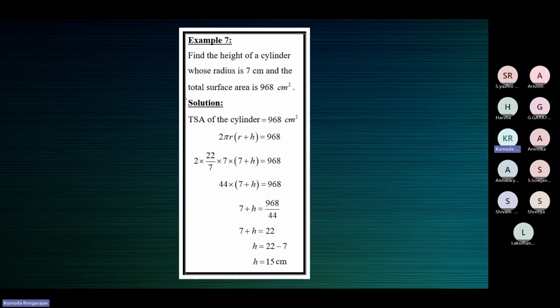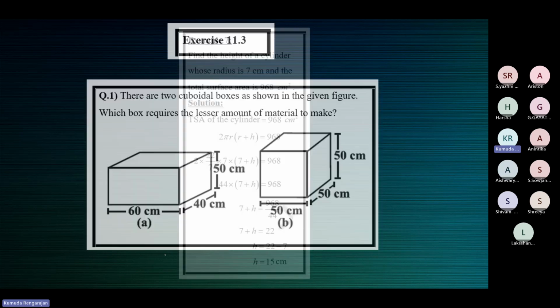It's very simple. TSA is given, write that. Below, write the formula to find the TSA, equal to 968. Now you can see in this equation, there are two unknowns, R and H. But we know the value of R. So when you substitute for R, H is the only unknown. So you can easily solve that equation and find the value of H. Got this one.